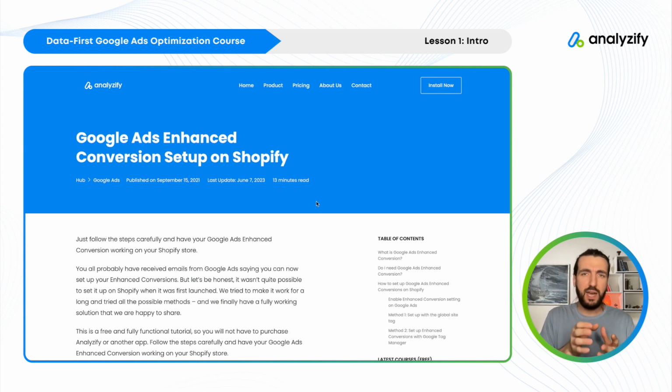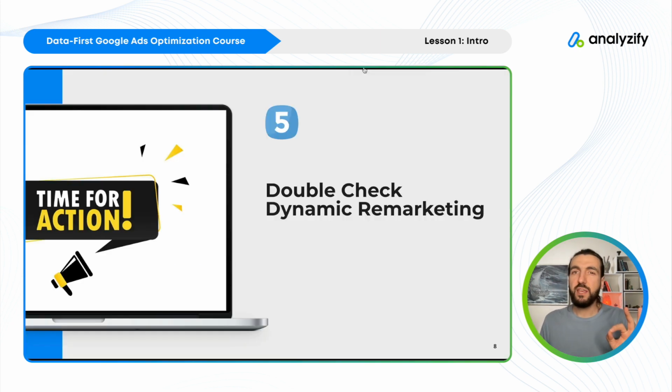Obviously, I will leave these links in the description in case you want to check, but you should really set enhanced conversions. It's quite a good thing to do. It will allow you to attribute more conversions, and then it will feed Google Ads with more data so that your ads will be optimized better. One last check we want to do is dynamic remarketing.